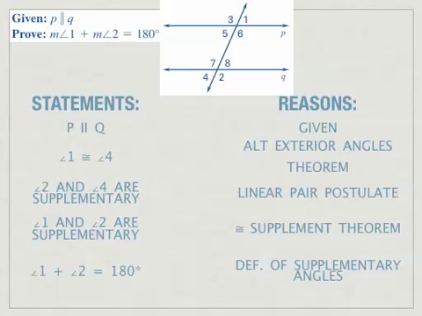Now there are definitely other ways that you could go about this. You could have used that angle 1 and angle 8 were corresponding angles, so you could have been talking about angle 8 the whole time instead of angle 4. There's several different ways that you could have done it, but this is one way, and they're all going to be fairly similar.